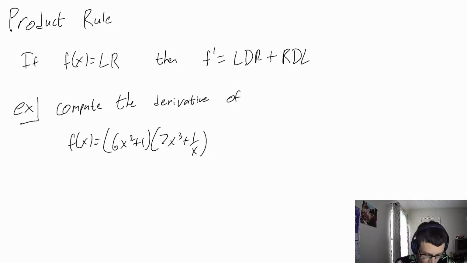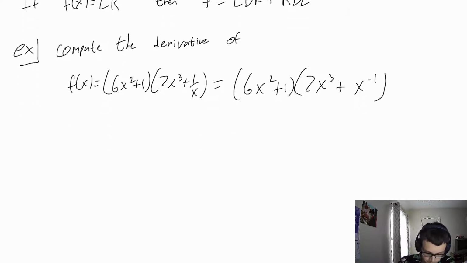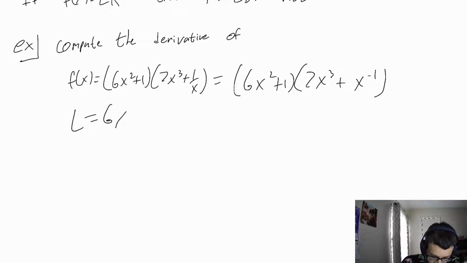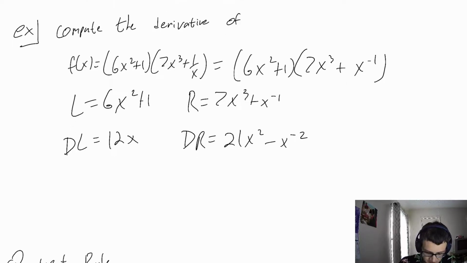So let's use this product rule to compute the derivative of f of x equals (6x squared plus 1) times (7x cubed plus 1 over x). And again, like before, it's always helpful to rewrite everything as exponents if we can. So let's rewrite that 1 over x as x to the minus 1. Then our left part is 6x squared plus 1. Our right part is 7x cubed plus x to the minus 1. The derivative of the left part would be 12x. And the derivative of the right part is 21x squared minus x to the minus 2.